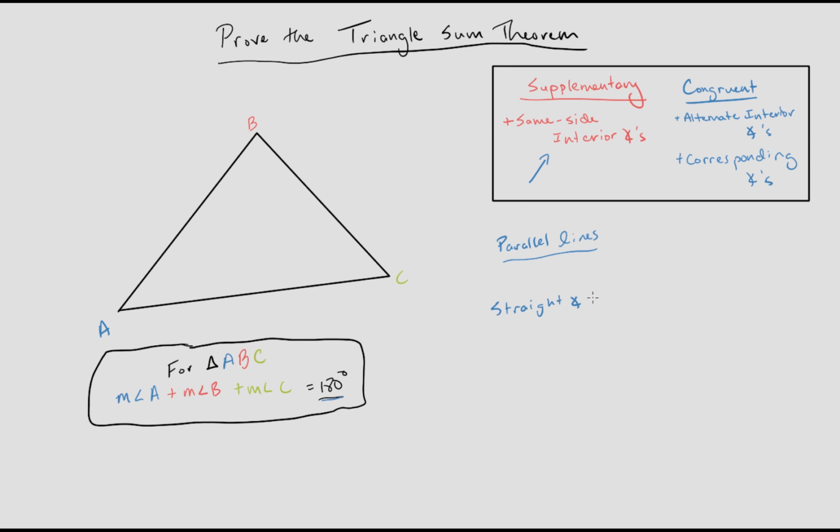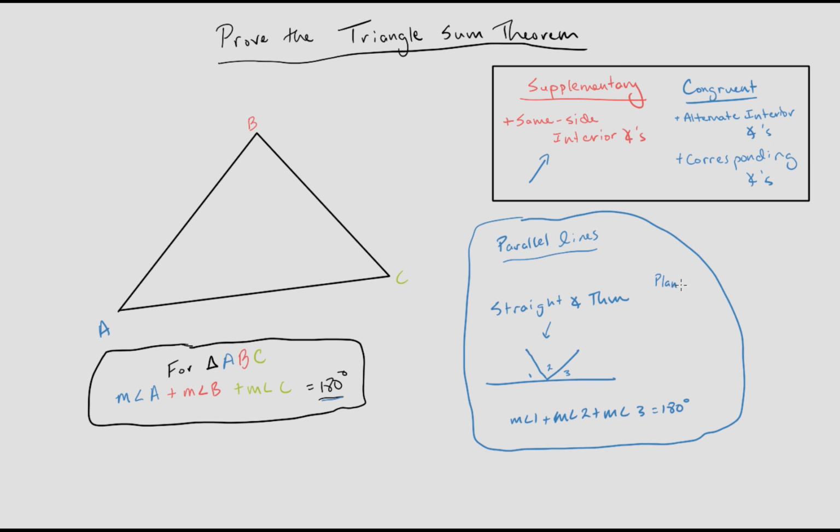Oh, the straight angle theorem. If you can't remember what that is, it means that if we have a line cut up into a few different angles, then those angles add up to 180 degrees. So this is our little planning area. Great, so we have an idea of what to look for. We can look for some same side interior angles, or we can look for a straight angle. And now we have to figure out how to construct that.